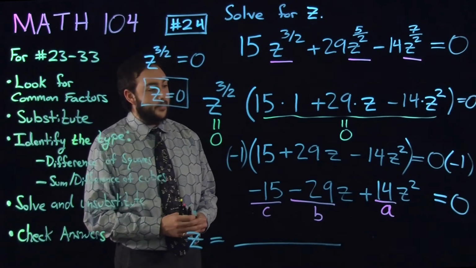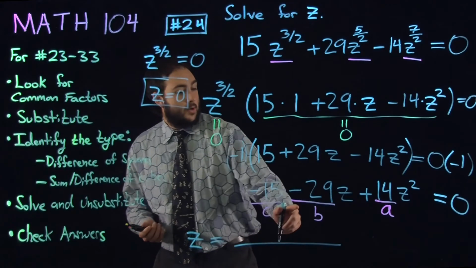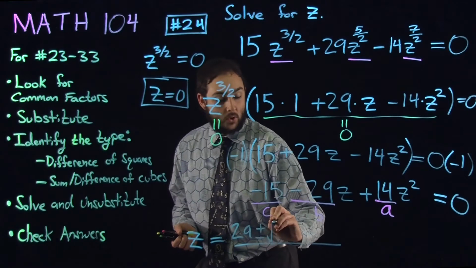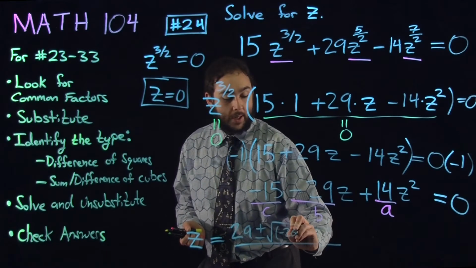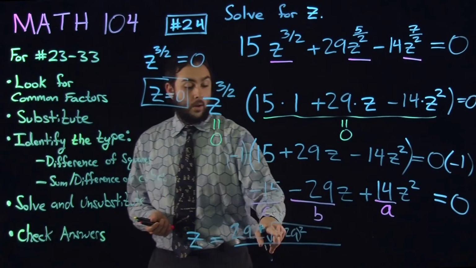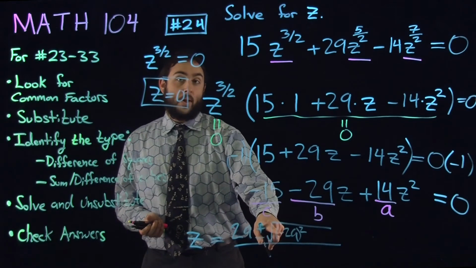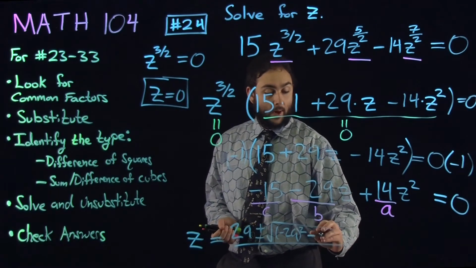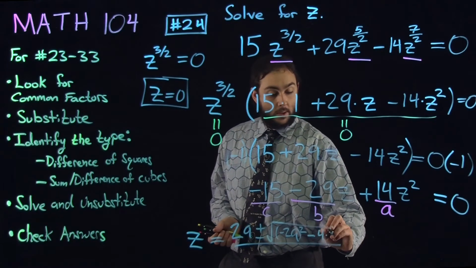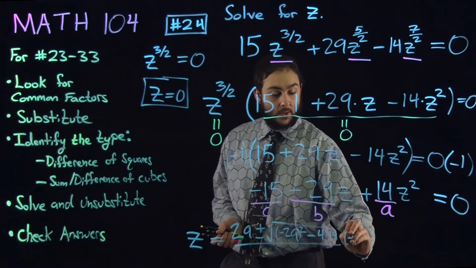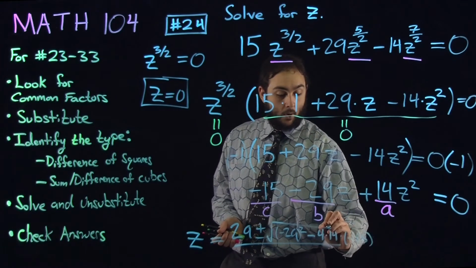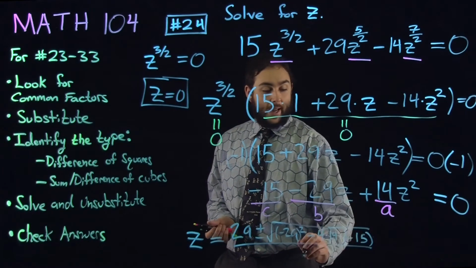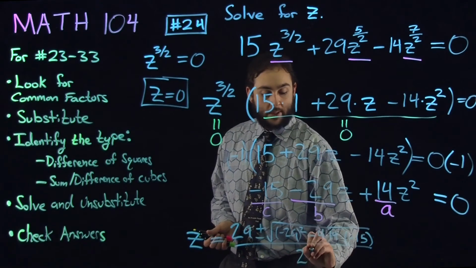all over 2a. So using these numbers, negative b is 29 plus or minus the square root of negative 29 squared. Be sure you put the negative sign in these parentheses so you don't make a sign error. Then minus 4ac. So 4 times 14 times negative 15. All of this is under the square root. And then our denominator is 2a. So 2a is 28.